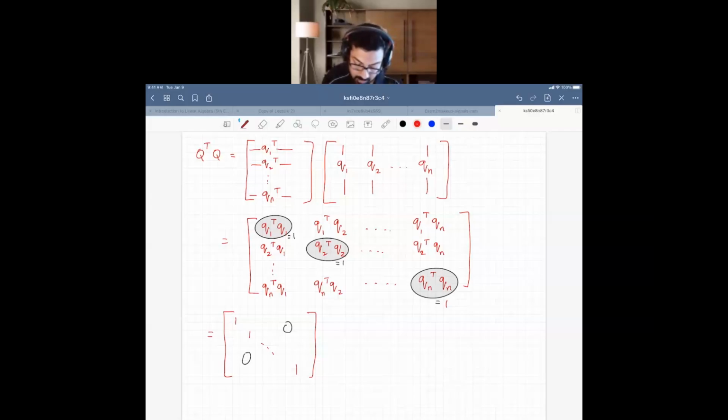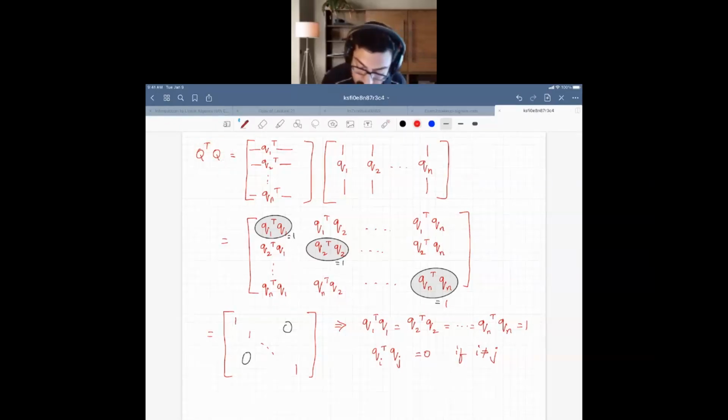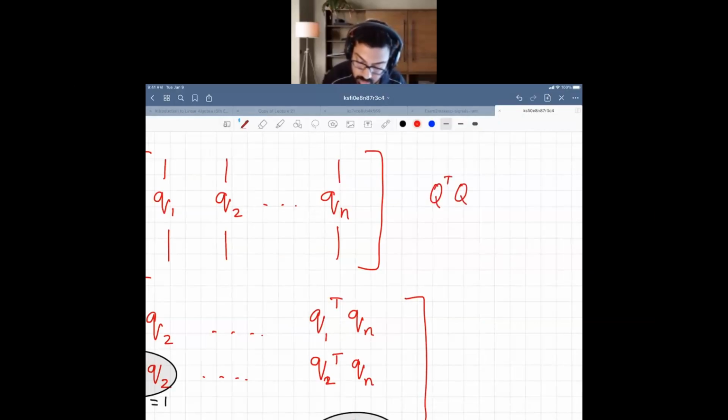Based on that, we can say Q1 transpose Q1, Q2 transpose Q2, and Qn transpose Qn should all equal 1, and Qi transpose Qj should equal 0 if i doesn't equal j. And because all these elements follow a pattern, you can also write this as: in the product Q transpose Q, the i, jth element is simply Qi transpose Qj, right?